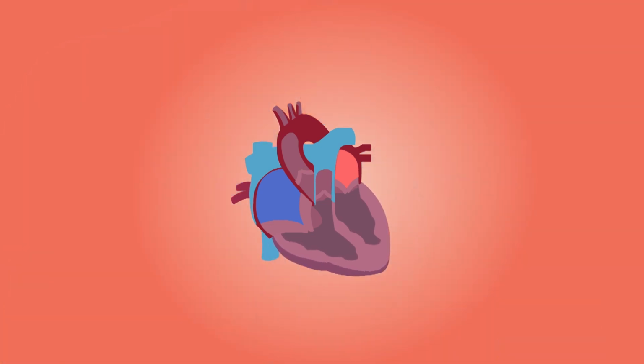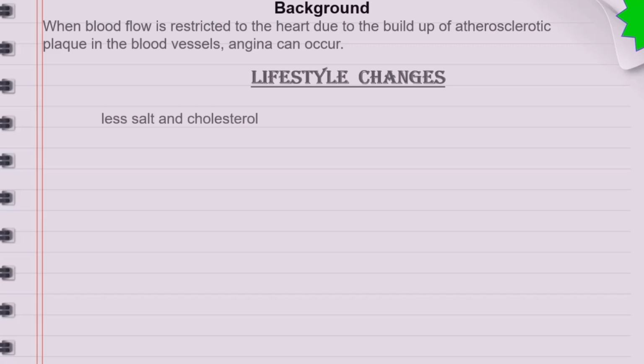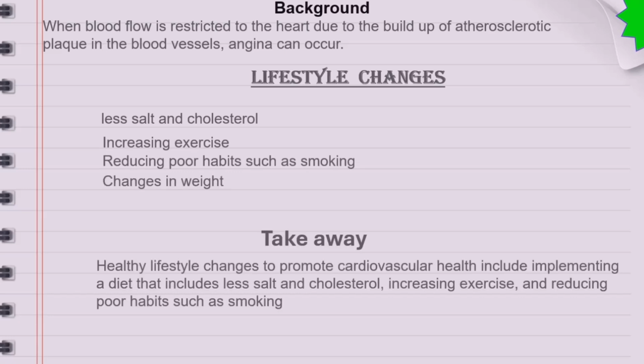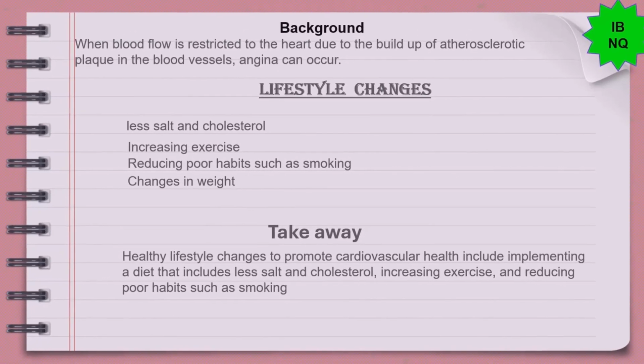It is important for nurses to educate clients on healthy lifestyle changes to reduce the chances and risk of angina and further decrease the chance of myocardial infarction. Healthy lifestyle changes can include implementing a diet that includes less salt and cholesterol, increasing exercise, reducing poor habits such as smoking, and monitoring changes in weight. Takeaway: healthy lifestyle changes to promote cardiovascular health include implementing a diet that includes less salt and cholesterol, increasing exercise, and reducing poor habits such as smoking.